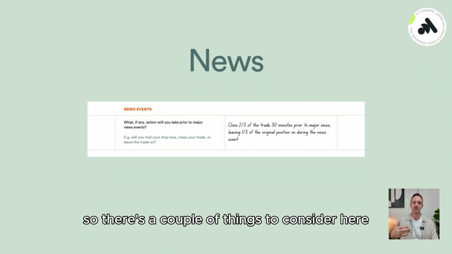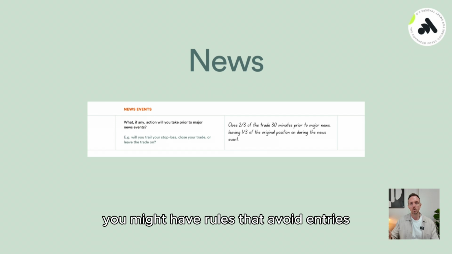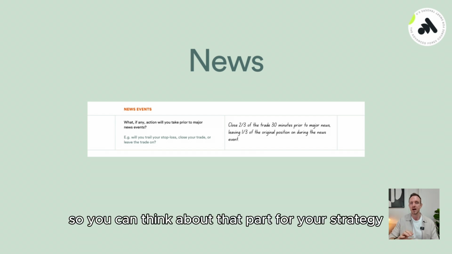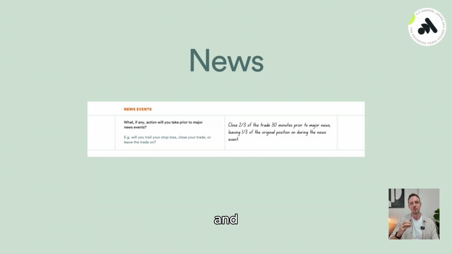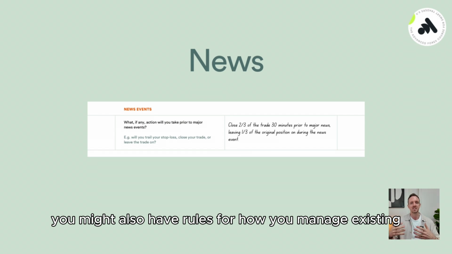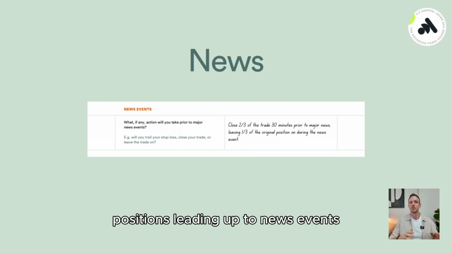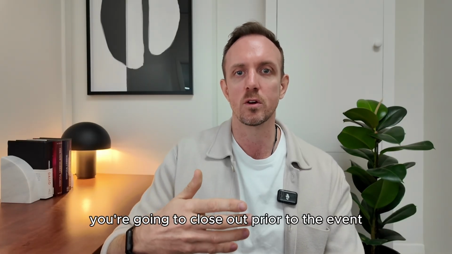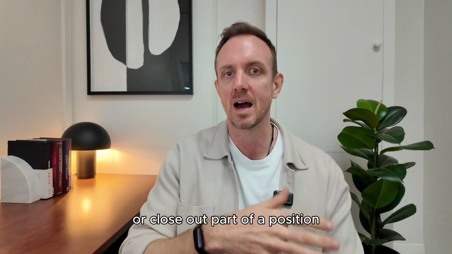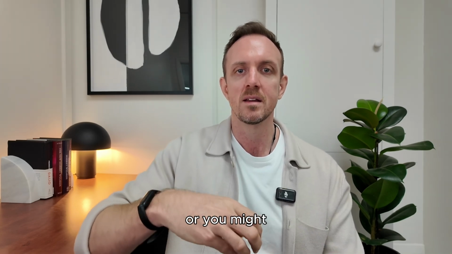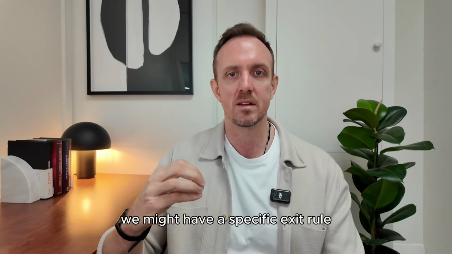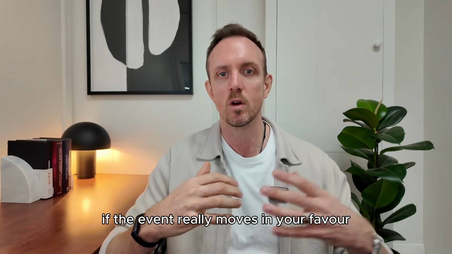Next, you want to account for rules around news. So there's a couple of things to consider here. You might have rules that avoid entries leading up to news, during news events, or after news. So you can think about that part for your strategy. And you might also have rules for how you manage existing positions leading up to news events. So for example, you might decide you're going to close out prior to the event or close out part of a position, or you might decide you're going to leave a part of the position on or all of the position on. Then you might have a specific exit rule if the event really moves in your favor, how you're going to handle that.